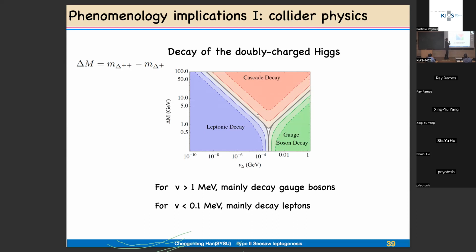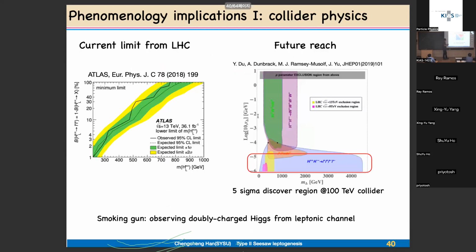But according to our model, it can only be in this range, so it will only decay to two leptons. This is a very good signal for collider search: two same-sign leptons associated with the doubly charged Higgs. The LHC has already performed that kind of search, and if this decay rate is 100%, the current limit is around 800 GeV.